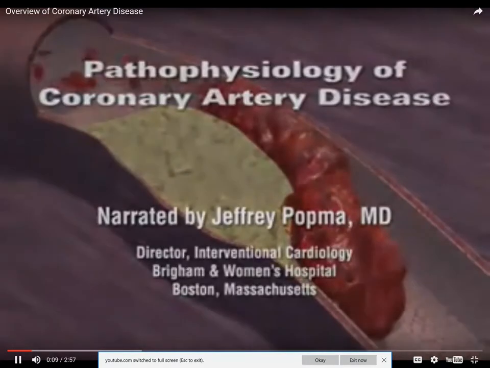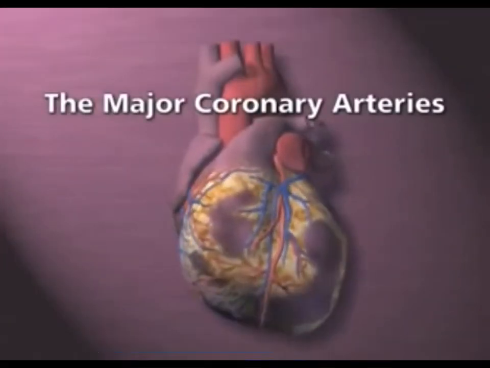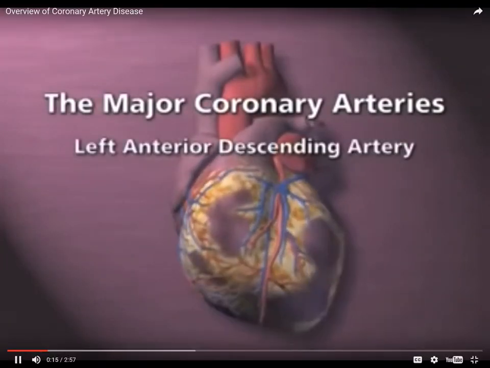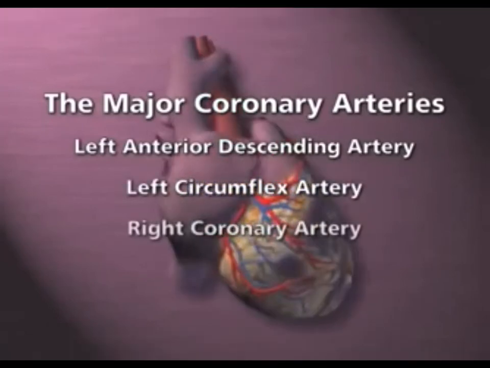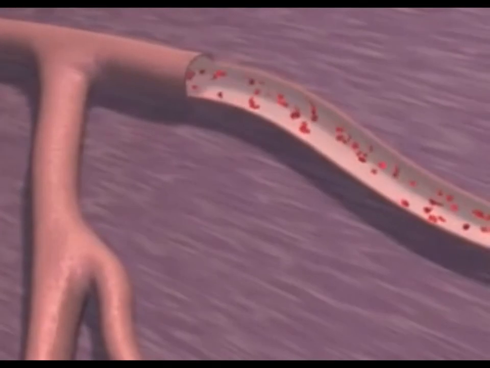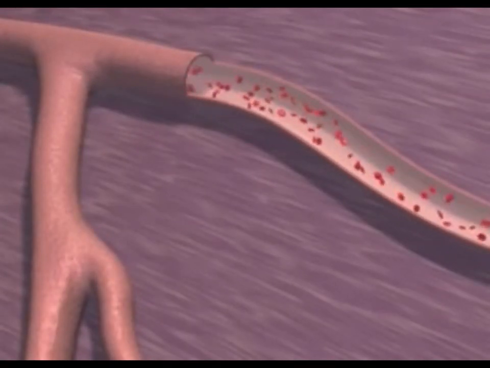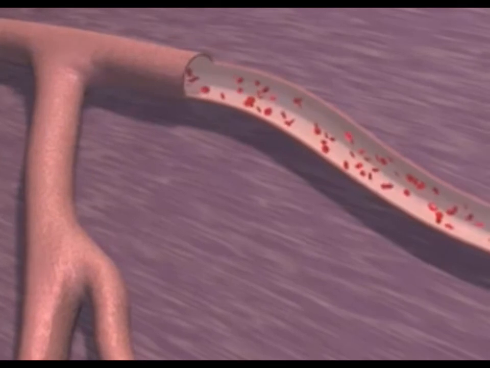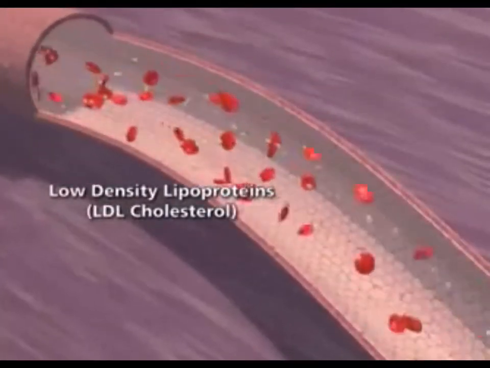The heart is fed by its own circulation, known as the major coronary arteries. These arteries include the left anterior descending artery, the left circumflex coronary artery, and the right coronary artery. The bloodstream contains red blood cells, which deliver oxygen to the heart muscle, known as the myocardium. It also contains fats or lipids, known as low-density lipoproteins, or LDL cholesterol.